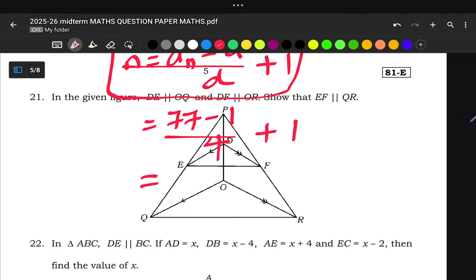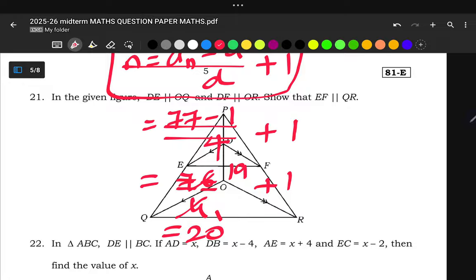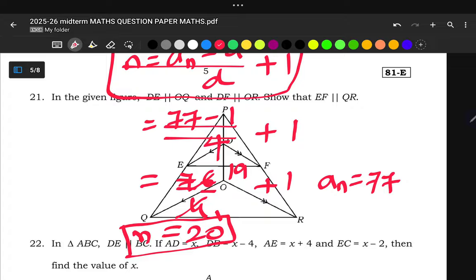Equal to here, 77 minus 1 is equal to 76 divided by 4. 4 ones are 4, 4 ones are 4, 3 remains, 4 nines are 36, so 19, plus 1. So 19 plus 1 is equal to 20. It means n is equal to 20. You are getting a positive integer. It means 77 is the 20th term of the AP.